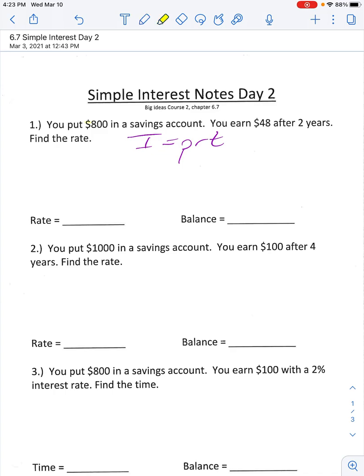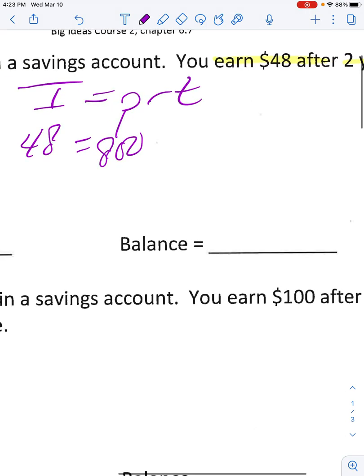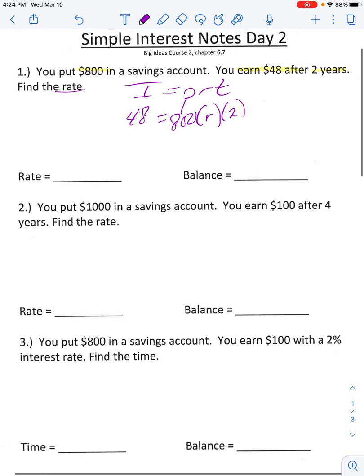We're putting $800 into the savings account. That's your principal, what you borrow or what you deposit. You earn $48, that's your interest. And 2 years, that's my time. We're finding our rate, so I'm not sure what the rate is. I'm just going to keep that as an R. So now we're just going to solve using what we know.